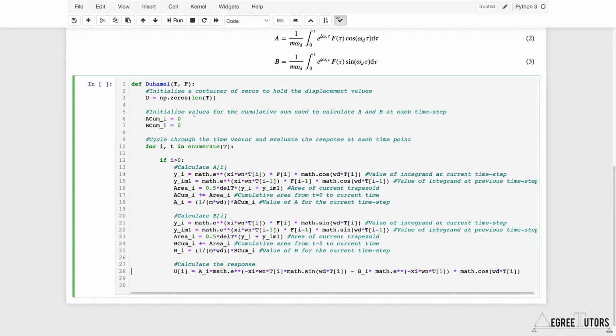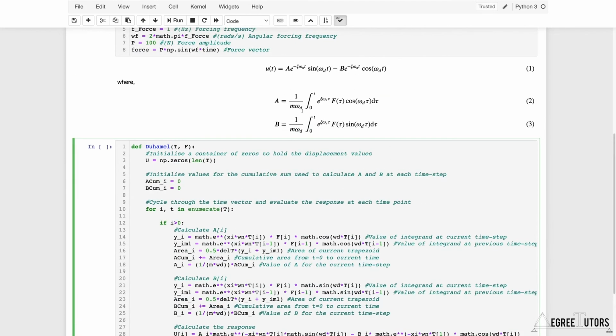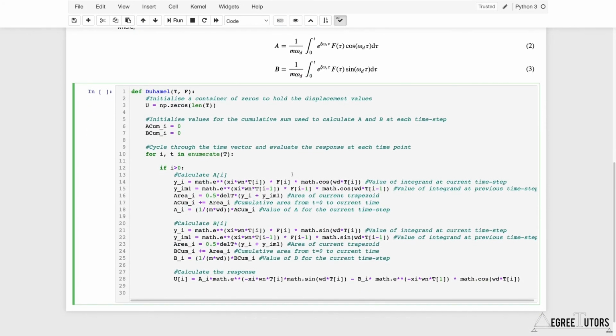That's just us looping through the time vector and force vector, and for every time step, calculating the current value of A and the current value of B, both of which require us to keep account of a cumulative sum of this and this.